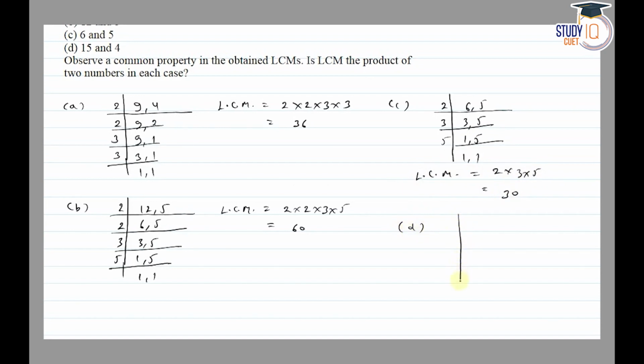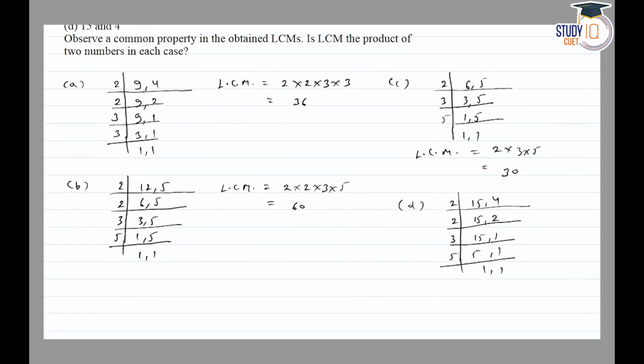And D, 15 and 4. So हो जाएगा हमारे पास 2, then 3, then 1, 1. So LCM हो जाएगा हमारे पास LCM is equal to 2 into 2 into 3 into 5. So 3 5s are 15, 2s are 30, 2s are 60.